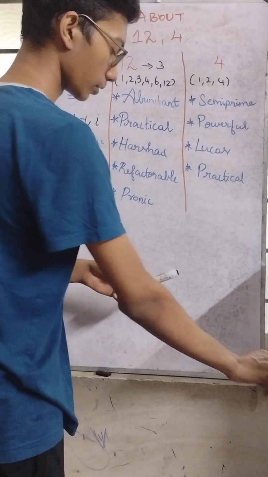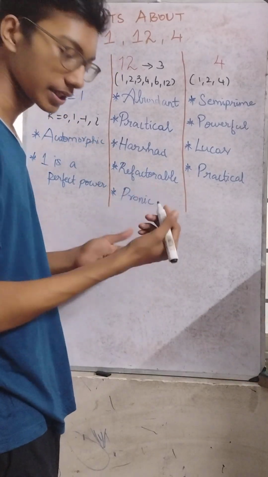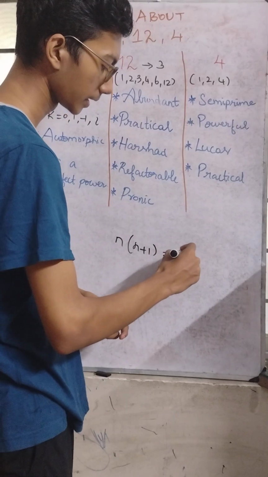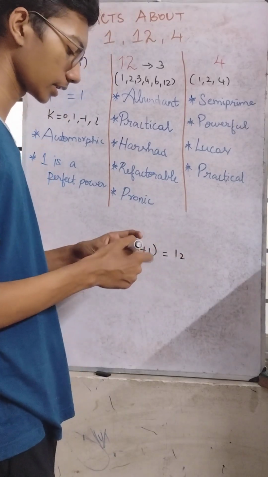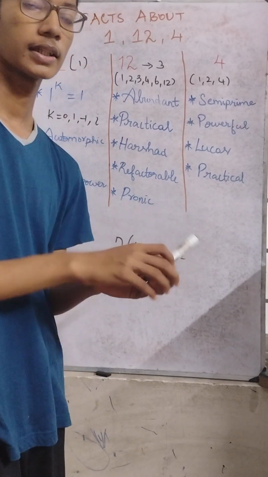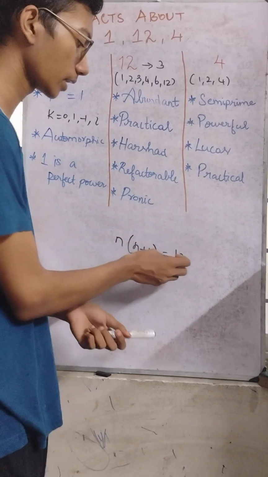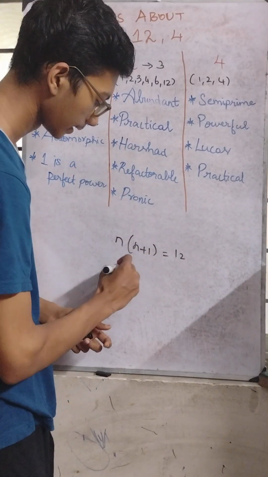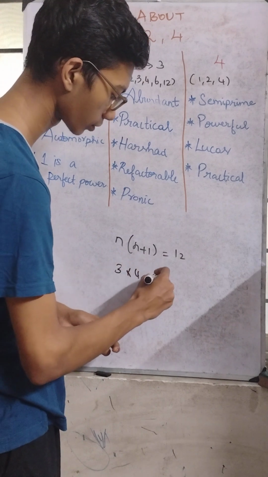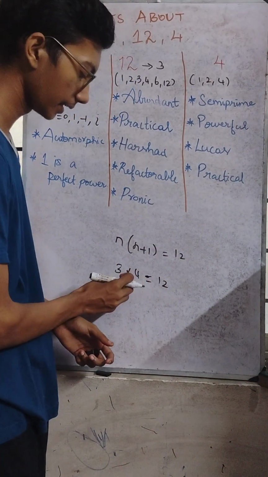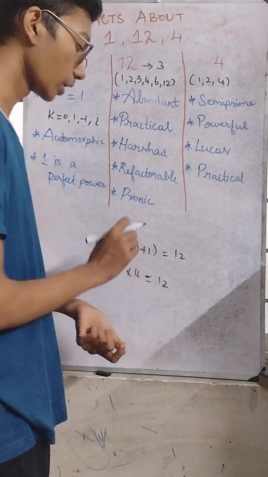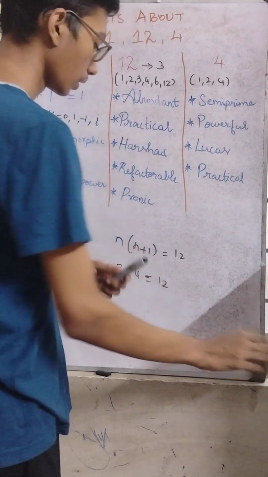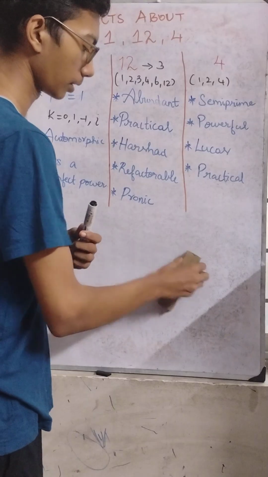Next is pronic number. So what is a pronic number? If there is a number such that n times n plus 1 gives the number, that is, if two consecutive numbers have a product that gives that number, then that number is a pronic number. Here 3 times 4 gives 12 and 3 and 4 are consecutive numbers. So 12 is a pronic number. So that's all about the number 12.